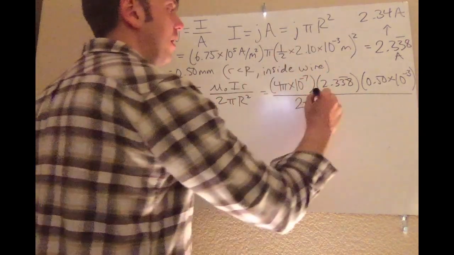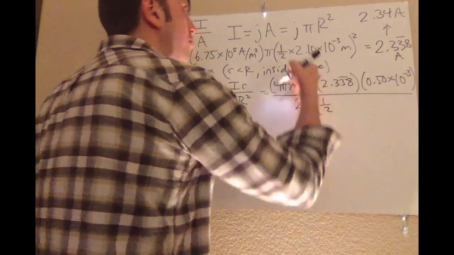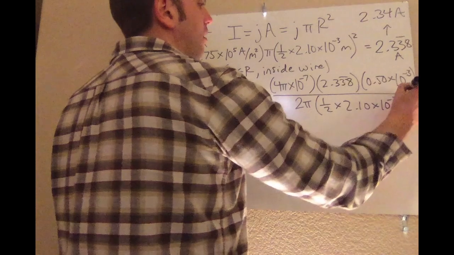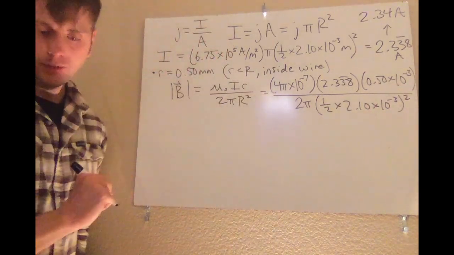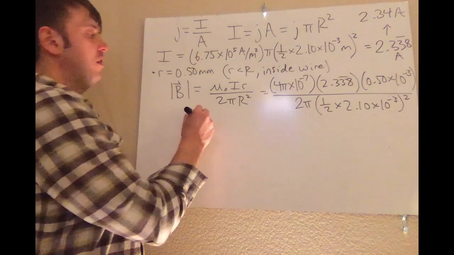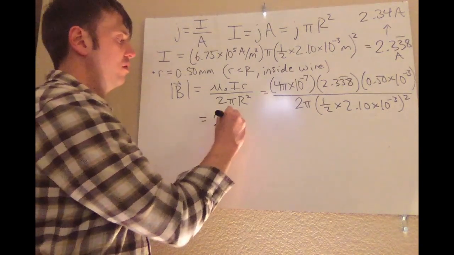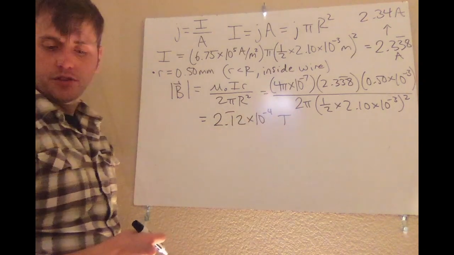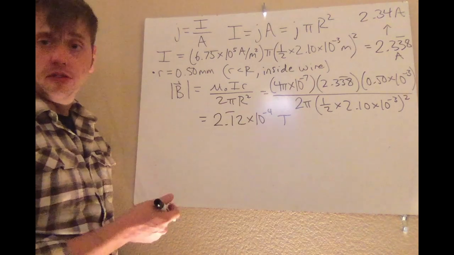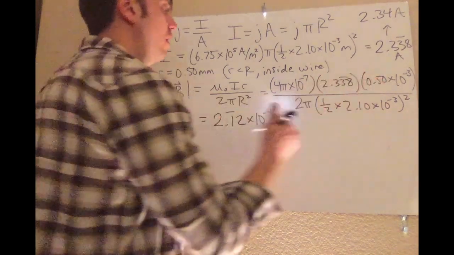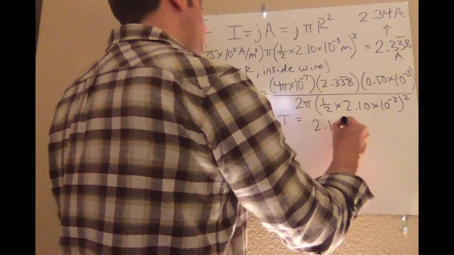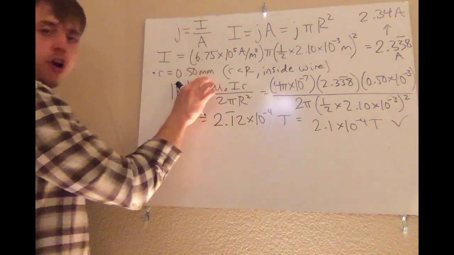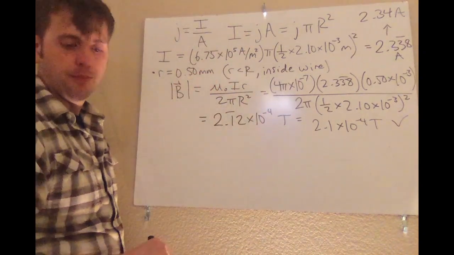The radius of the wire, as we said before, is half its diameter, half of 2.10 10 to the minus 3, and we have to square that. Okay, so when you make this calculation, you end up getting 2.12 10 to the minus 4 Tesla. So not that much. And also we want to round this to 2 sig figs because we have 2 sig figs on this number. So 2.1 10 to the minus 4 Tesla. That's how strong the magnetic field is inside the wire, half a millimeter away from the center.